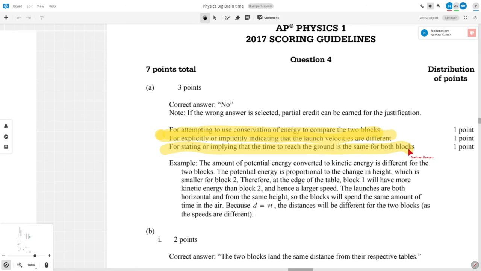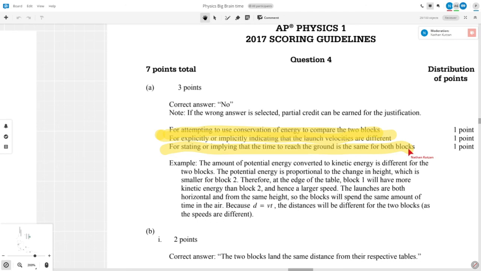The reason you had to mention that the time to reach the ground was the same for both blocks is that if you didn't, and it was possible that they were launched with different velocities towards the ground, then just saying they were launched with a different horizontal velocity would not necessarily mean that they would reach the ground at different times. So you had to explicitly say that the time to reach the ground is the same, or that its acceleration or velocity in the vertical direction is the same for both blocks.